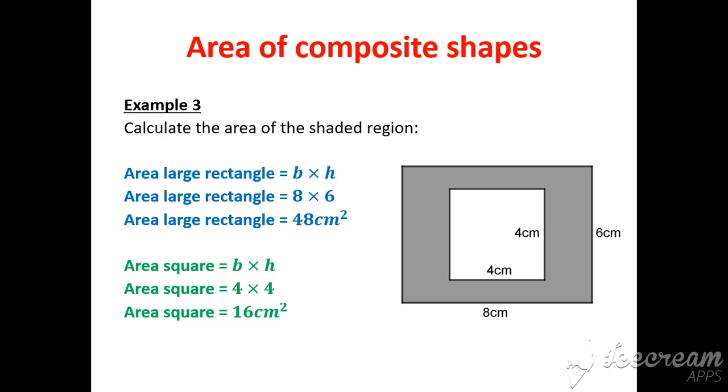Now, I'm not going to add those together. What am I going to do this time? I'm going to subtract them. It's like I've taken that square and cut it out, and I'm left with the shaded bit around. So I'm going to subtract: 48 subtract 16 leaves 32 centimeters squared as the area of the shaded region.